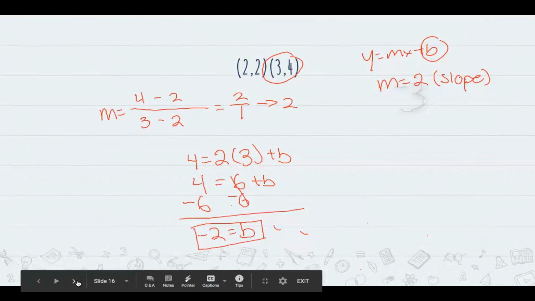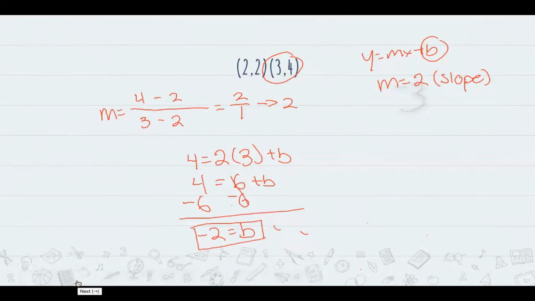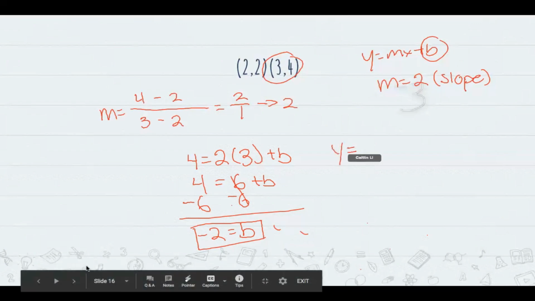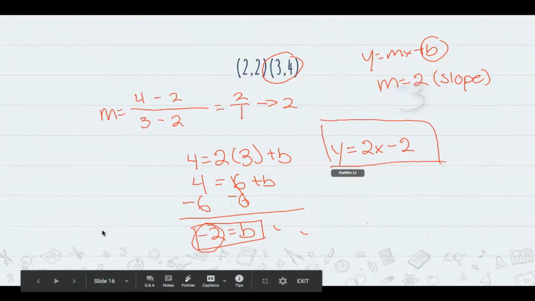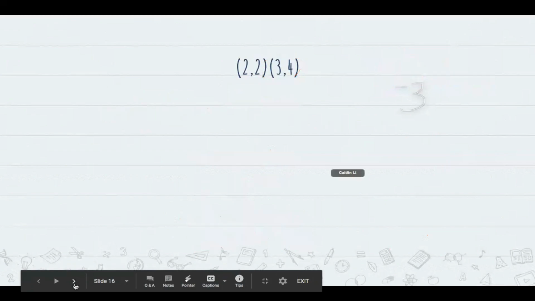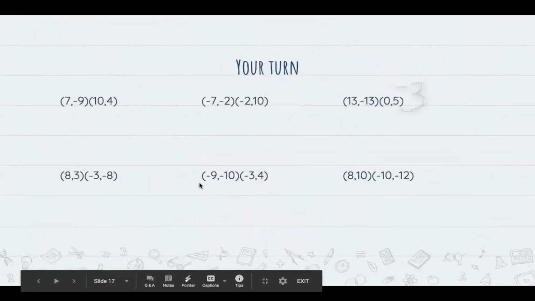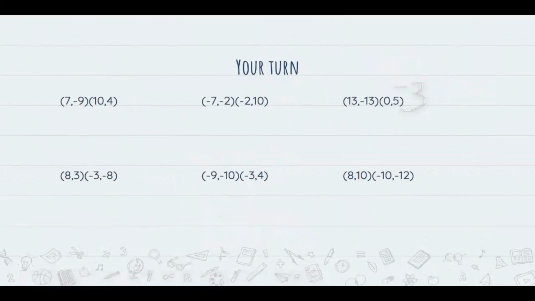Now we substitute our b and our m to get our final formula, which would be 2x plus, not plus, -2, because this is a negative. And this would be our final answer. Now it is your turn to find your y equals mx plus b. Now we are going to move on to doing point slope form.